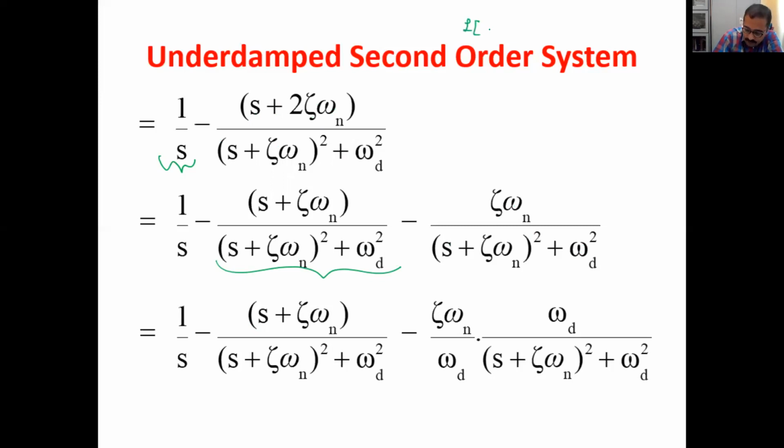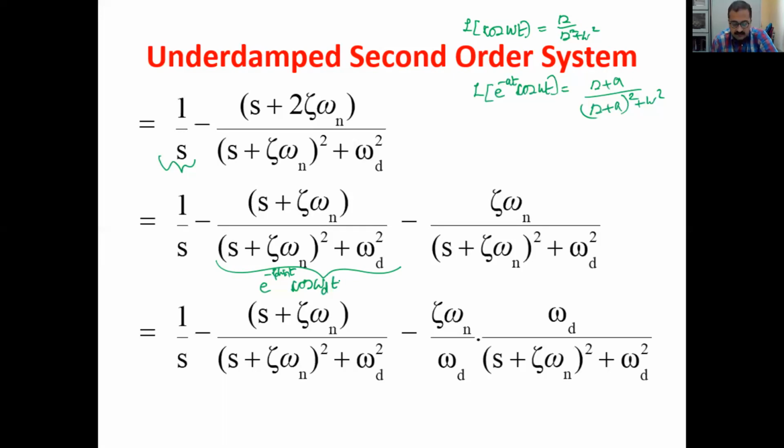L of cos omega t, what is that? s divided by s square plus omega square. Suppose you have L of e raised to minus at cos omega t. Then what happens? Wherever you find s, replace s with s plus a. L of cos omega t is s by this thing, so it becomes s plus a divided by s plus a whole square plus omega square. So this is nothing but e raised to minus zeta omega n t cos omega d t.